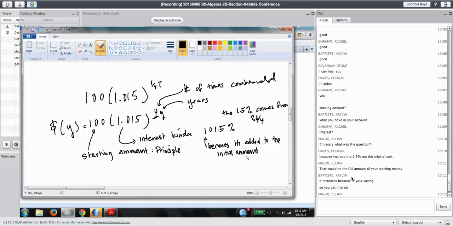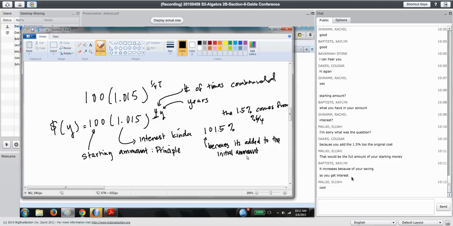If I analyze it 12 times a year, that would be 6% divided by 12, which is 0.5%. Does that make sense? So this number here depends on the amount of interest, yes, but it also depends on how many times you're compounding this interest.